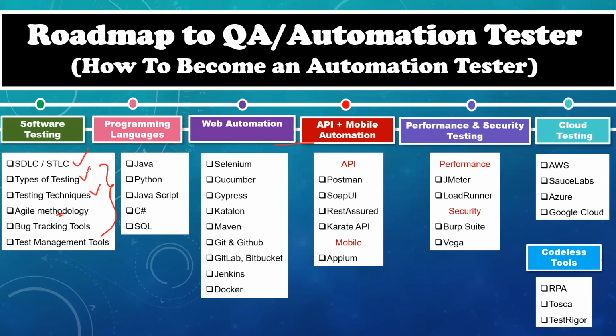Okay. And once you have done this, the next level is you have to learn at least one programming language, which is very, very important for automation testing. Whichever language you like, or whichever language has more demand in the current market, you can learn. Especially Java has more popularity, and also Python, JavaScript, C Sharp, SQL. There are many languages, so choose one of them, whichever you like, and learn that particular programming language, which is very, very important.